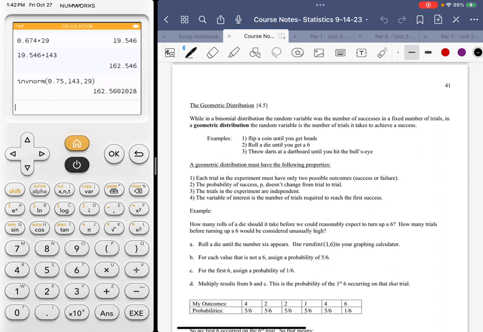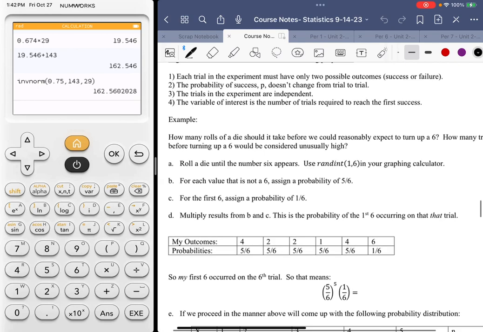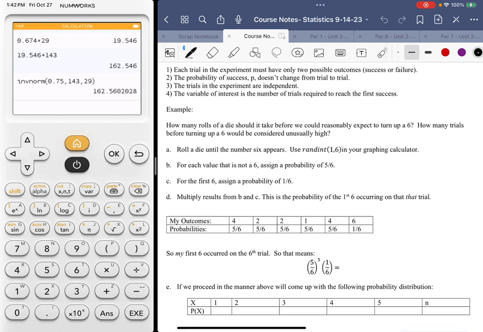So each trial initially is a failure until eventually you reach your first success, in which case the experiment is over. The conditions are very similar to the binomial distribution: two possible outcomes, the probability of success doesn't change from trial to trial, and independent events. The only difference is we don't have a fixed number of trials. We just keep going until we get a success. So the example here: how many rolls of a die should it take before we can reasonably expect to turn up a 6?